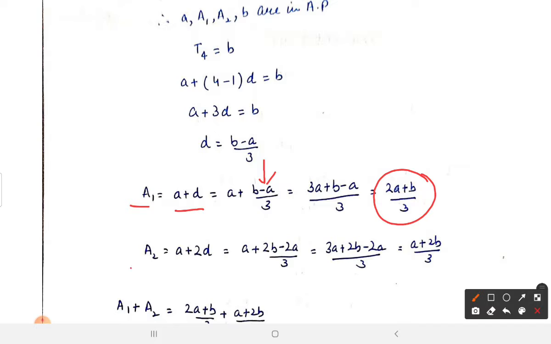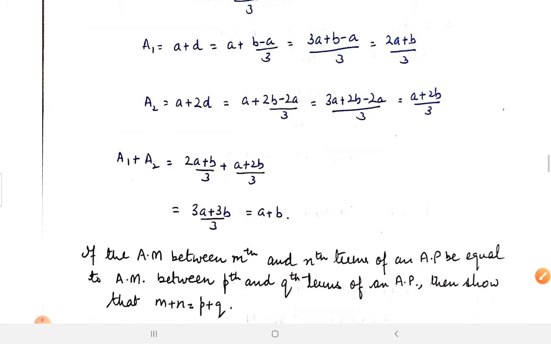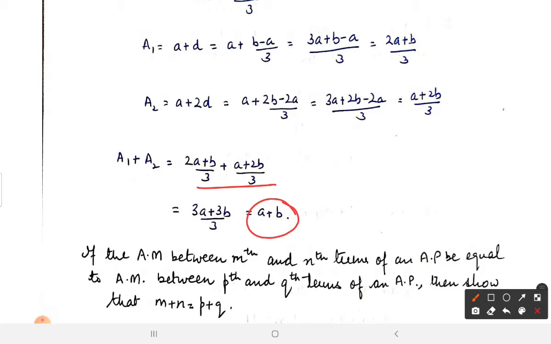Now what is a2? a plus 2d, as we discussed earlier in our previous video. So we have a plus 2 times the common difference (b minus a) by 3. So we have a plus (2b minus 2a) by 3. Take the LCM. So we have (3a plus 2b minus 2a) by 3, so (a plus 2b) by 3 is our a2. Let us now add a1 plus a2. By adding a1 and a2, we will get a plus b.